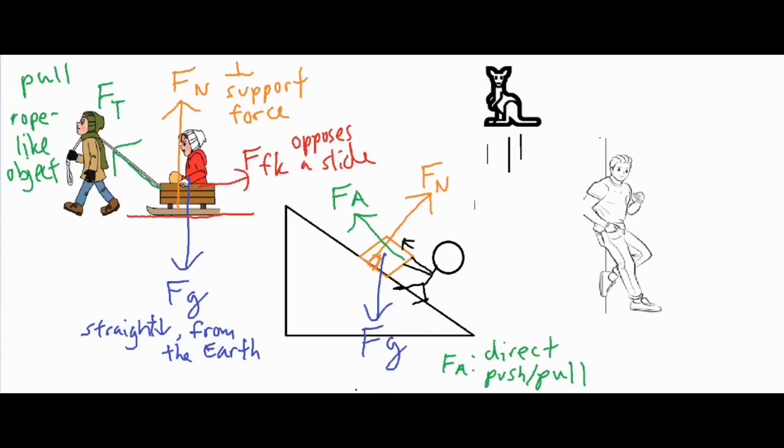And then if it's sliding up the ramp, remember the force of kinetic friction goes opposite of the direction that the object is going, assuming that it's sliding on the surface.